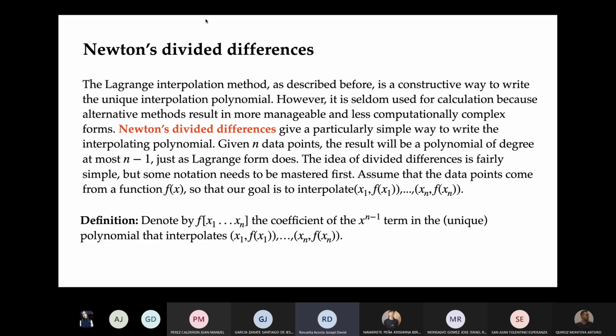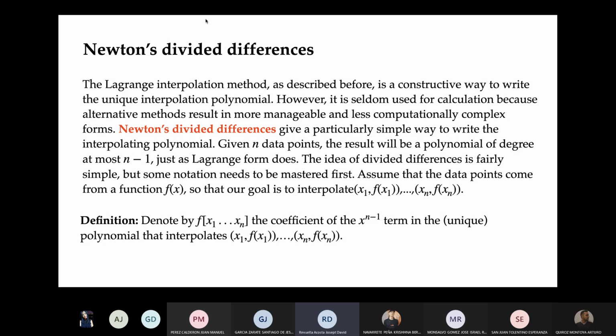This method gives a particularly simple way to write the interpolating polynomial. It works like the Lagrange interpolation: given n data points, the result will be a polynomial of degree n minus 1. So the degree of the polynomial will not change. The idea of divided differences is fairly simple, but some notation needs to be mastered first. It's simple, but we need to do a little work to understand some of the notation.